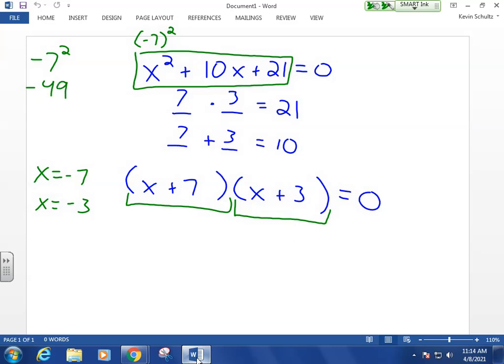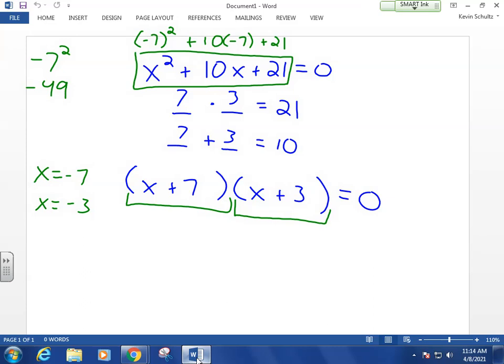If x is negative 7, that means we're squaring negative 7, so it needs parentheses around it to get a positive 49. Plus 10 times negative 7 plus 21, so 49 plus negative 70 is negative 21, plus 21 equals 0. Negative 7 checks out.